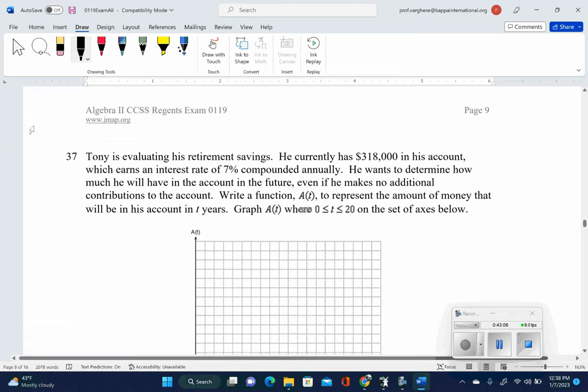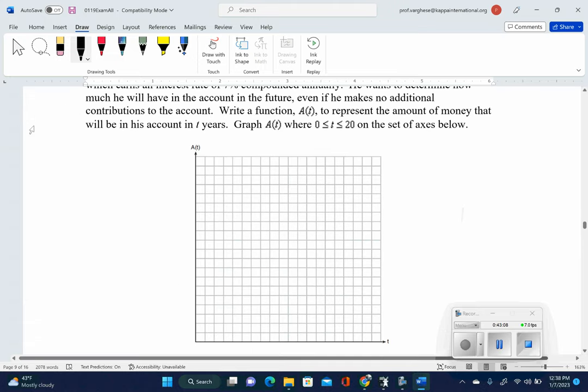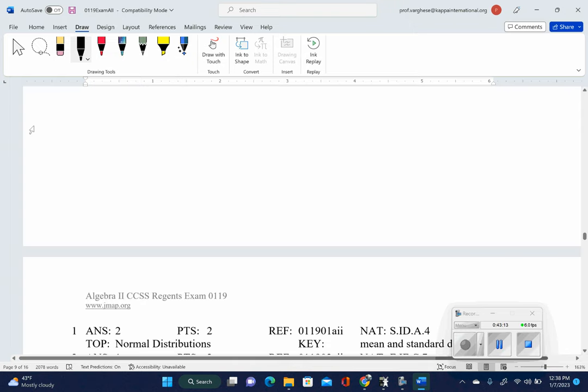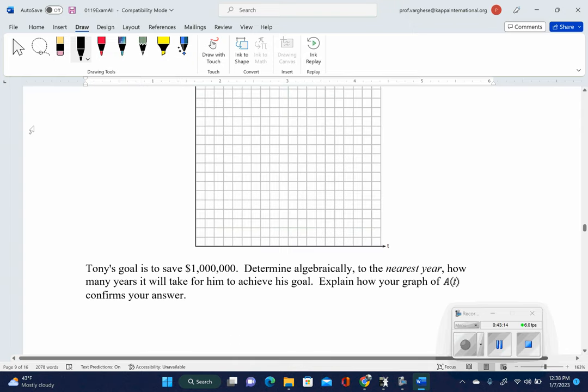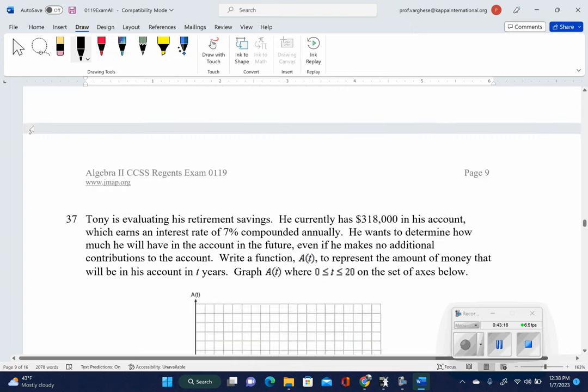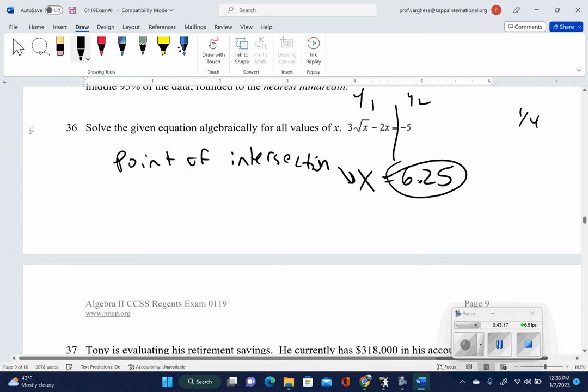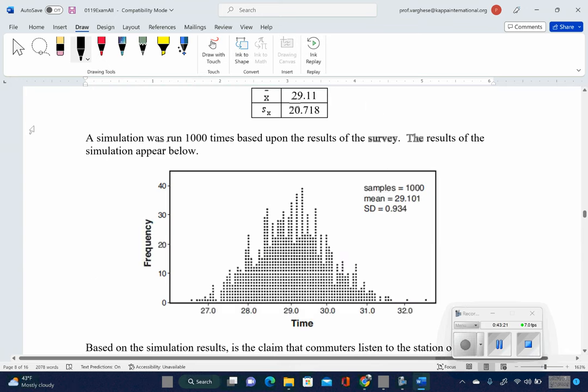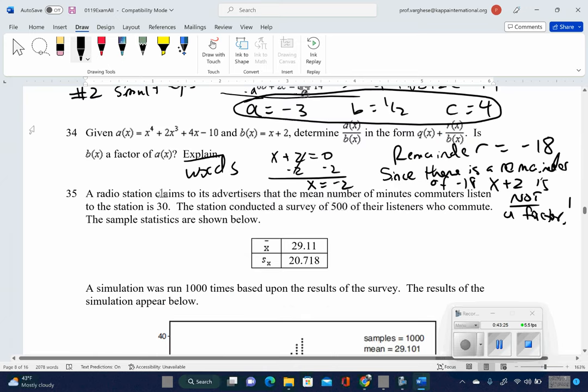Okay. This is a graph, but they don't give us an equation. So, nah. That's it. Done. All right. So far right now, let's just calculate our points. How much we would get? We would get one here. So let's add these points up.